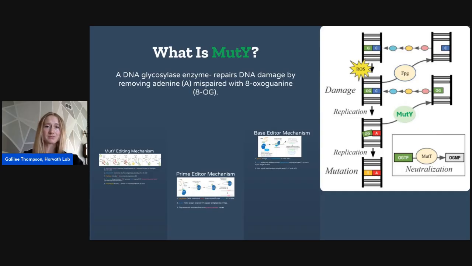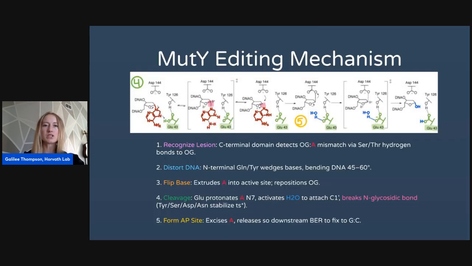What is MutY? Well, MutY is a DNA glycosylase enzyme, and its sole purpose is to repair DNA by recognizing when a guanine becomes oxidized. It gets mispaired with an adenine, and MutY's job is to remove that adenine so that that DNA sequence can then be repaired rightfully to its original G and C base. MutY is a natural enzyme that already exists inside the human body, and it has this intrinsic ability to already do genetic editing. Now, how does MutY work?